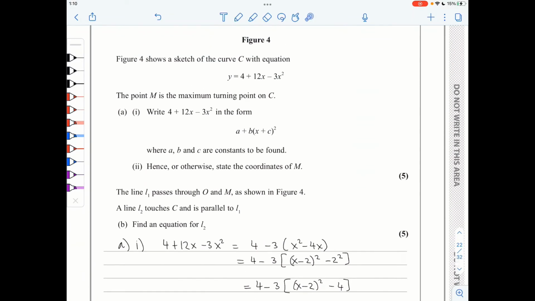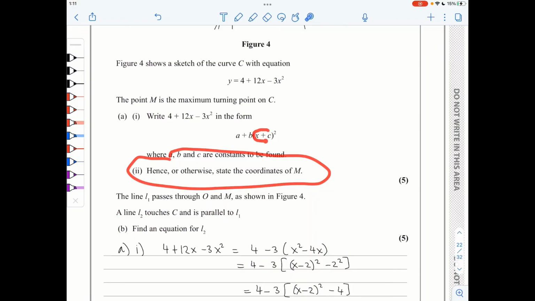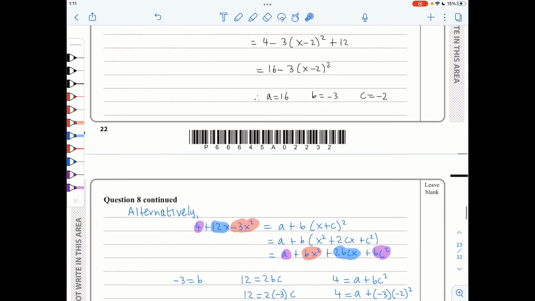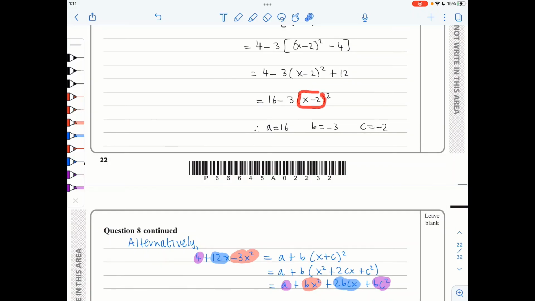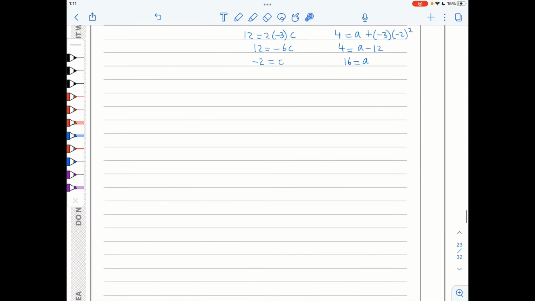And then in part two, hence or otherwise state the coordinates of M, we know that the maximum point here is attained when the bracket here is 0, and this will happen when x is 2, and when x is 2 this is 0, and therefore the y value is 16. So the coordinates of M will simply be 2, 16. So in all such cases, we need to make the squared bracket 0, and whatever is left is the value of y.